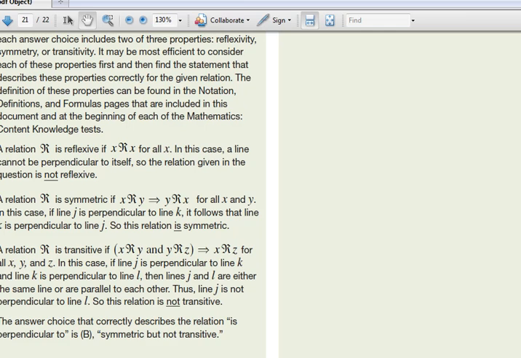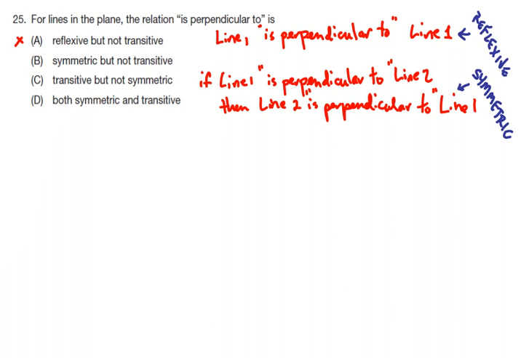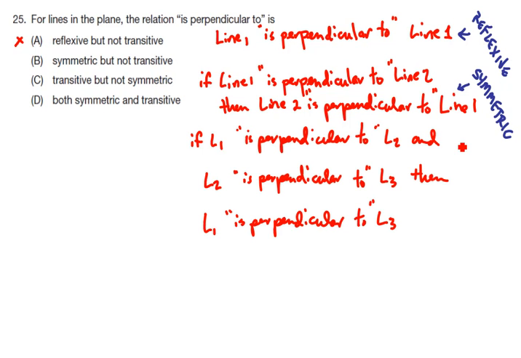All right, transitive. Transitive basically means that if line 1 is perpendicular to line 2, and if line 2 is perpendicular to line 3, then line 1 is perpendicular to line 3. Alright, so let's think about that particular one. Does the transitive property apply? So let's look at line 1. Here's a line. Now here's a line that's perpendicular to that. So line 1 is perpendicular to line 2. Now line 2 is perpendicular to line 3. So in order to be perpendicular to line 2, line 3 really has to be parallel to line 1.